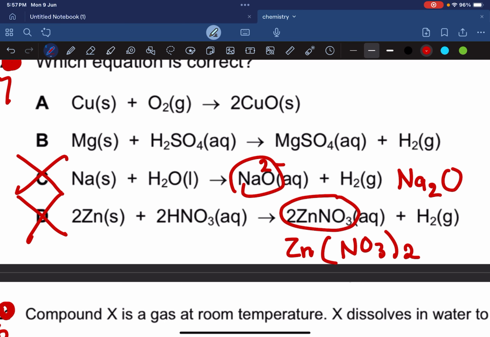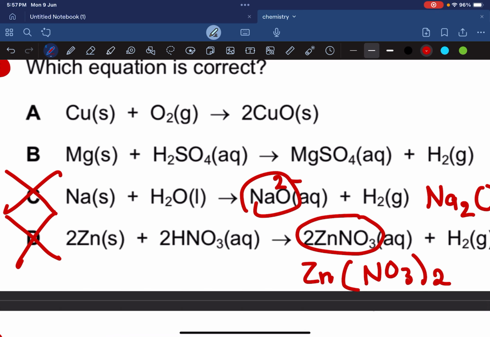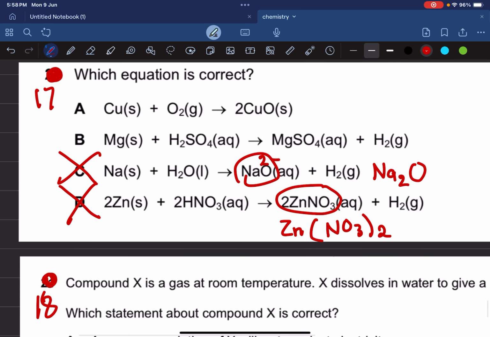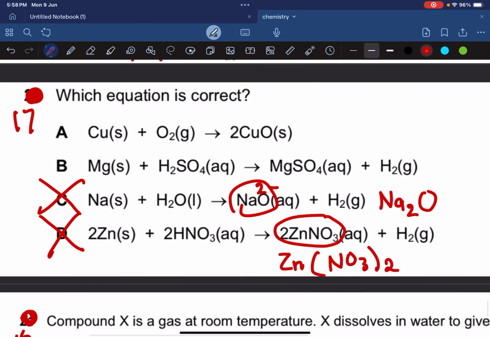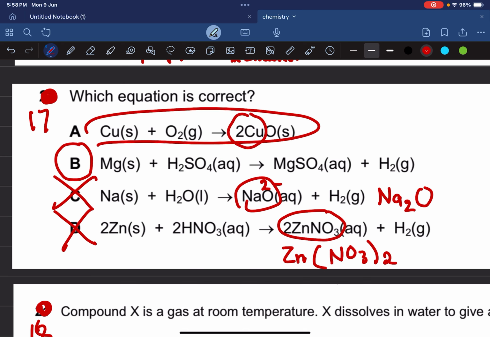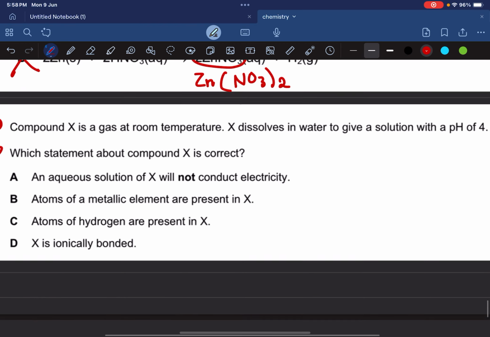Okay, now I have 2 equations left. Copper and oxygen, and magnesium and this sulfate thing. Out of these 2, which is going to be correct? Obviously this one. Why this one? Because this is incorrectly balanced. I have 2 coppers on this side. I had to put a 2 over here. So it's option B.